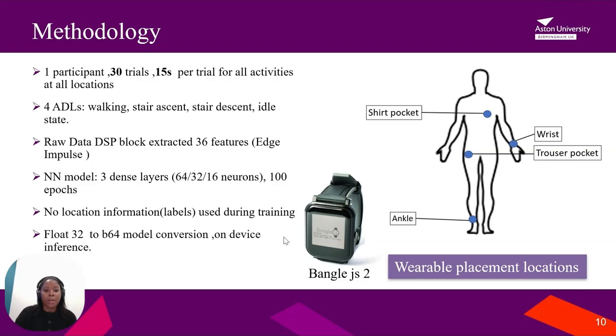And I used the platform Edge Impulse for this, where I uploaded the data and did my ML training and testing. I used the raw data DSP block, which extracted about 36 features. And then from this, I used 3 dense layers with 100 epochs, and it was intentionally used with no location information from the collected data. And then the model was converted to a float32 and then a 64-bit model conversion, and then deployed on the device to test real-world performance.